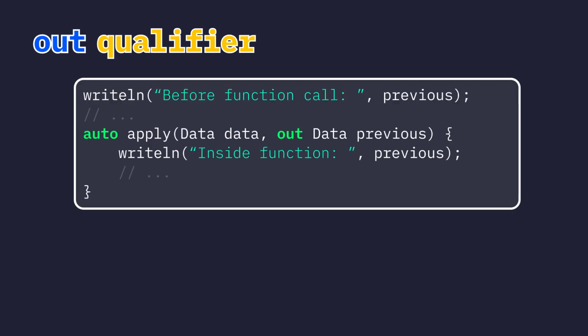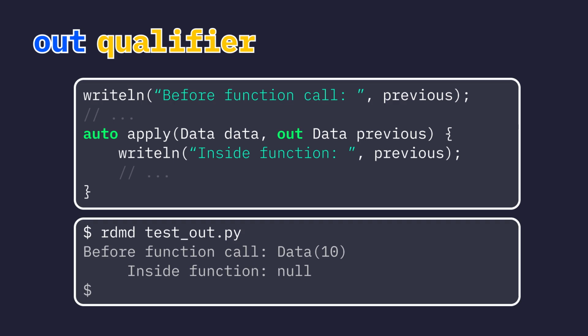Practically, the out parameters are reference types, reinitialized to the default .init value of its type before they are actually used in a function. Thus, they cannot be used as arguments, but as return parameters only.